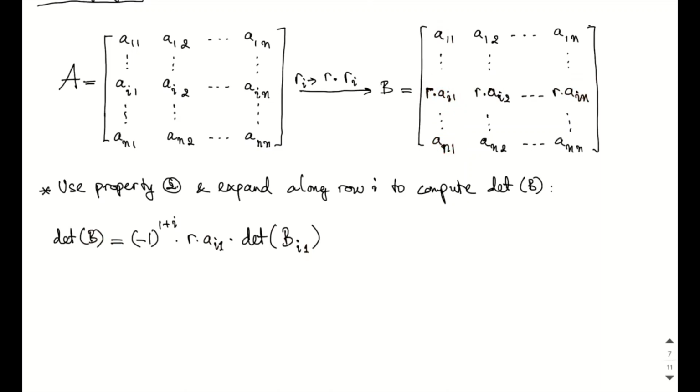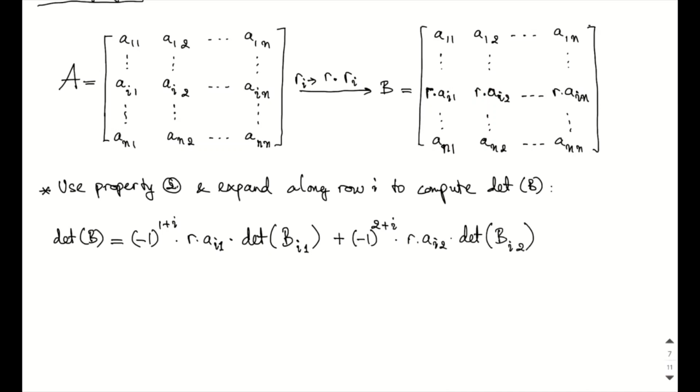Then you move to the next entry, right? So the sign will be determined by negative 1 to the 2 plus I. The entry is going to be R times AI2, and then the determinant of the matrix obtained from B by deleting the row and the column containing AI2.